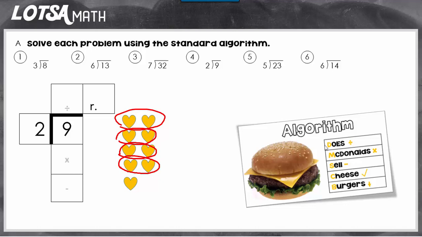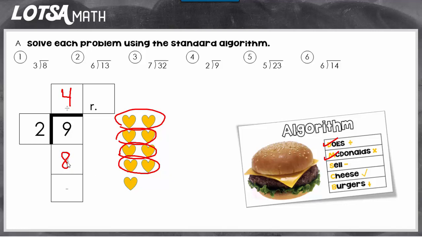Okay, so my first step was to divide. I'm going to write my answer right above the number 9. Okay, now my next step is to multiply. We multiply to figure out how many hearts we were able to use in our division. So 4 times 2 is 8. 8 hearts went into a group.